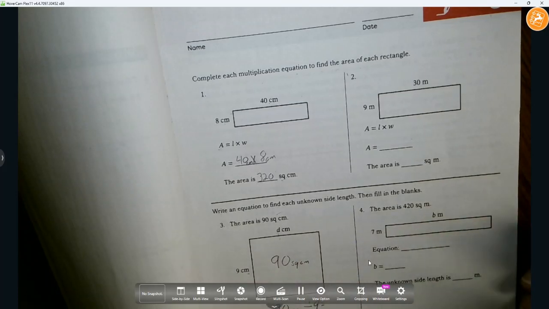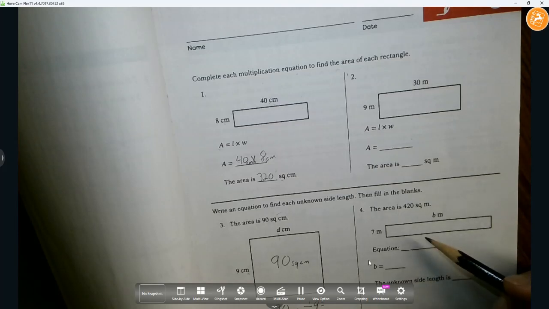Or you can trust yourself and know that we've talked about this and that the D, which is what they're asking for here, is 10 because 10 times 9 is 90. You guys know that. You got this one.